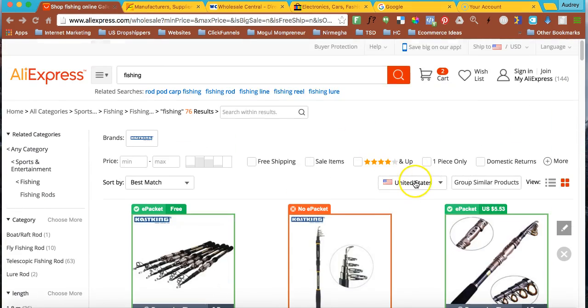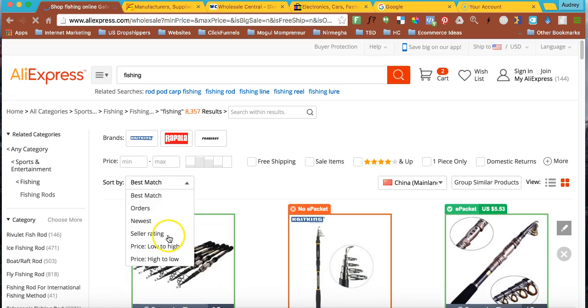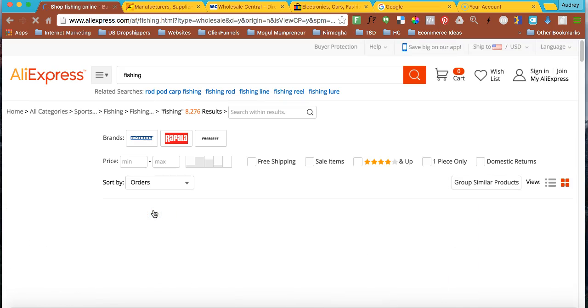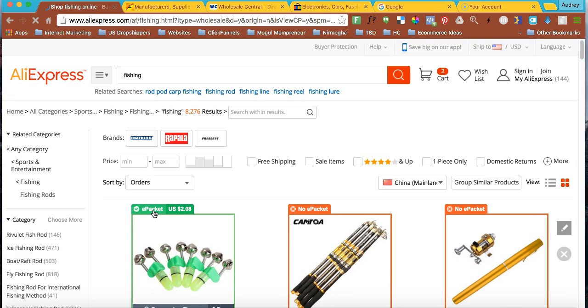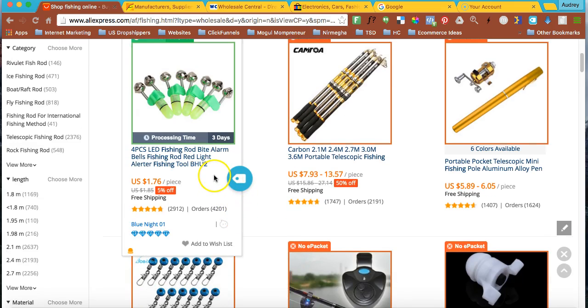Now, another thing to do is, let's go back to China. Sort by number of orders, which means how many of said product they have sold. So this is a good indicator. What is this, an LED fishing rod or fishing bell? I don't know what this is, but here are some key things. It has the blue diamonds. Their feedback is over 90%. It's at 97.6%, which is great.